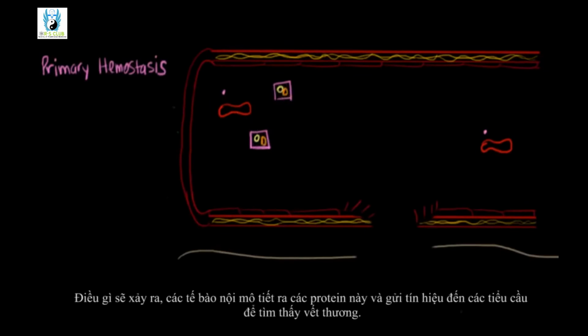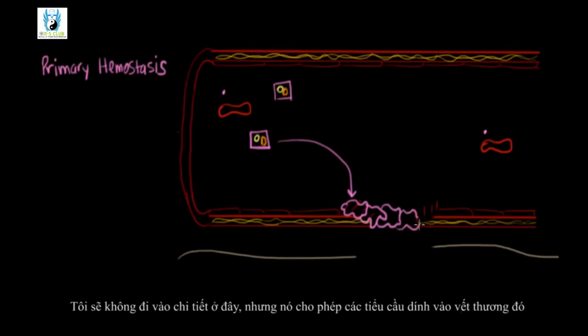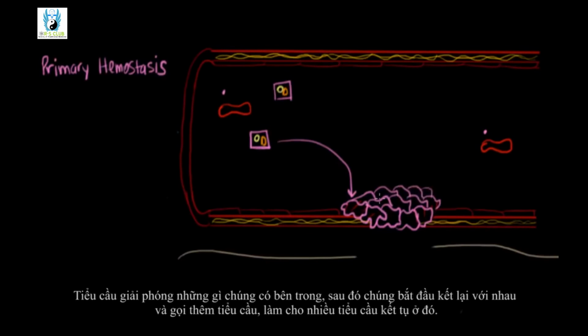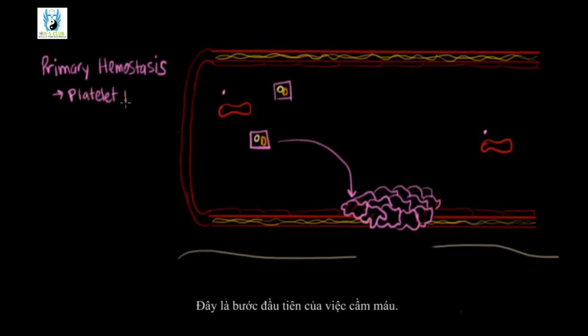And so what happens is the endothelial cells secrete these proteins and send a signal to the platelets to come to that site of injury. And then a sequence of events happens with the platelets that I won't go into details here, but it allows the platelets to stick to that site of injury. They get activated, they change shape, they release what they have inside, and then they start clumping together and call more platelets and cause more platelets to clump there as well. And what we end up with is what we call a platelet plug. And this is the first step of stopping any bleeding.